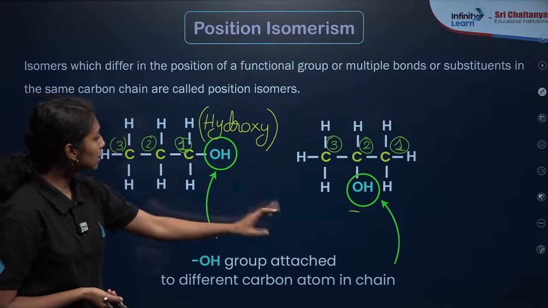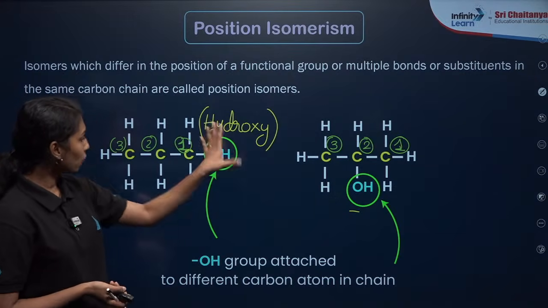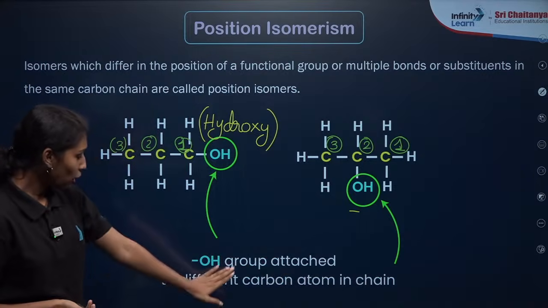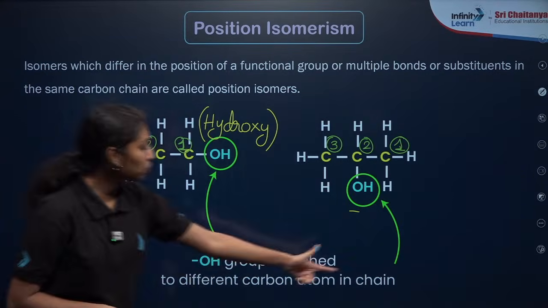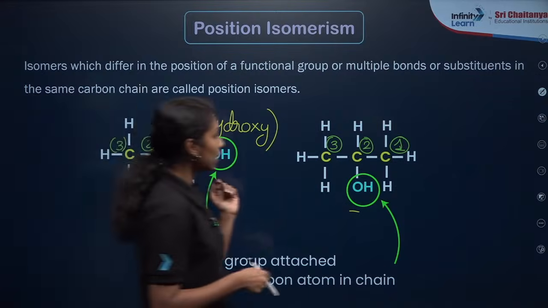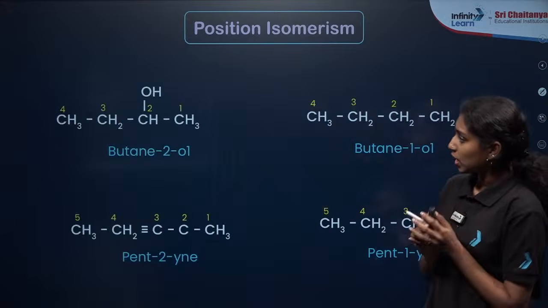So here the difference is that the position of OH changes. First it is here and in the second one it is at the second position. That is, the OH group is attached to a different carbon atom in the chain. That is why it is known as position isomers. Similarly, another example is given here.